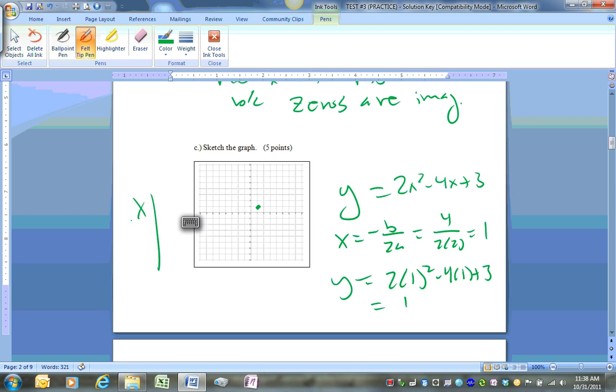Make a quick table. Plot 0 and 2. You should get 3 and 3. And you have your graph, with a vertex again of 1, 1, axis of symmetry of x equals 1, and you have your 2 extra points at 2, comma 3 and 0, comma 3.